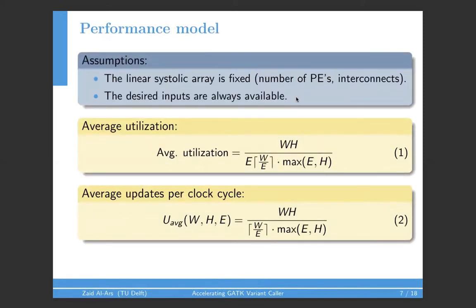In order to efficiently utilize this systolic array and reduce the overhead as much as possible, we would like to create a simple performance model to be able to experiment with the various efficiency parameters for systolic array utilization. So we start with a couple of assumptions. We assume that the systolic array is fixed with a number of processing elements and a specific number of interconnects. And we assume as well that the desired input for the systolic array is always available. Using these assumptions and the overhead models that we showed in the previous slide, we can calculate the average utilization of the systolic array. And also we can calculate the average utilization per clock cycle as we calculate in the processing elements of the systolic array each one of those entries of the matrix.